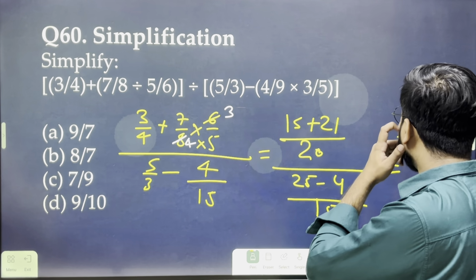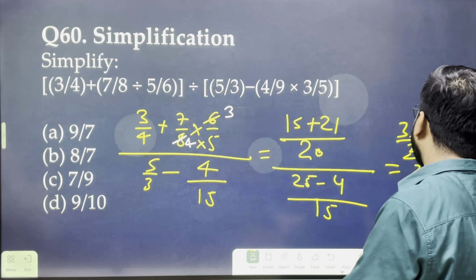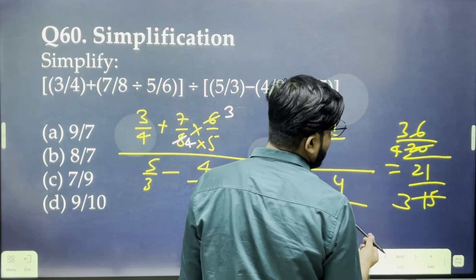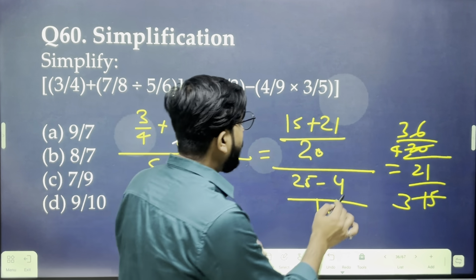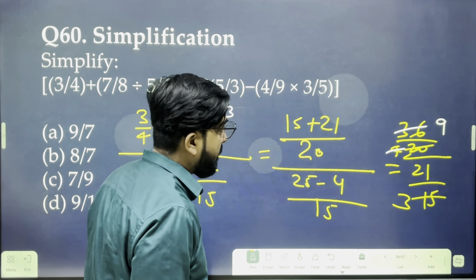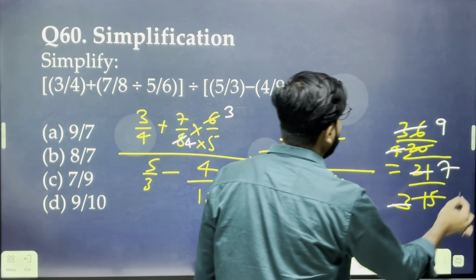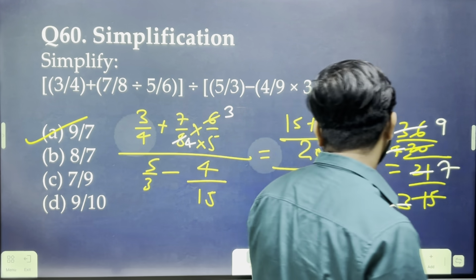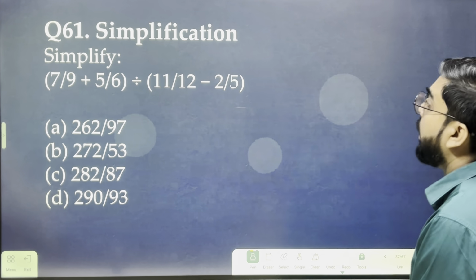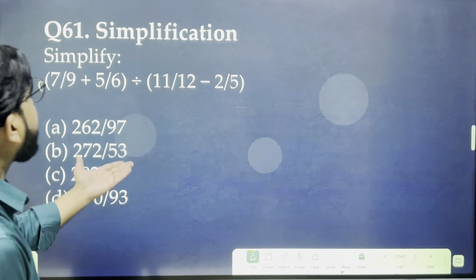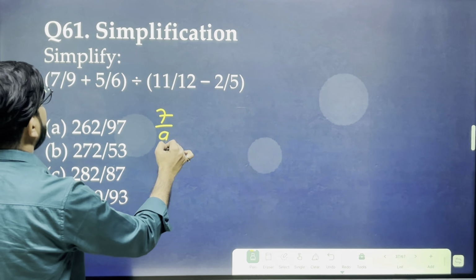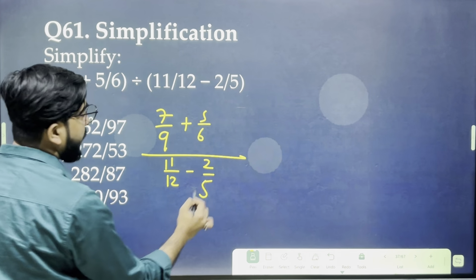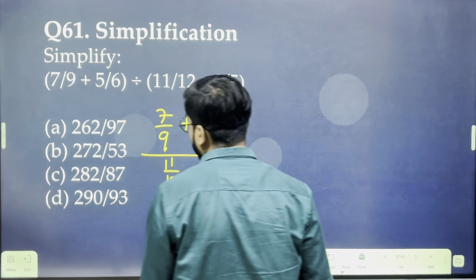36 by 20, divided by 21 by 15. So 5 3 are 15, 5 4 are this. Okay. So 4 9 are 36, and 3 7 are 21. 9 by 7 is the right answer. So this is not that hard, and this is easy. You can solve this. 7 by 9, 5 by 6, divided by 11 by 12, minus 2 by 5. Okay. Take the LCM, solve this question. You can solve.